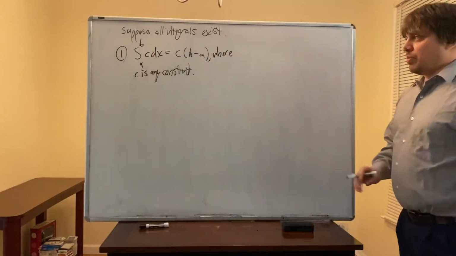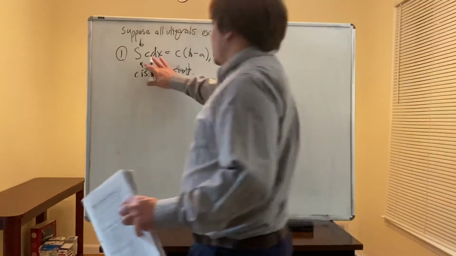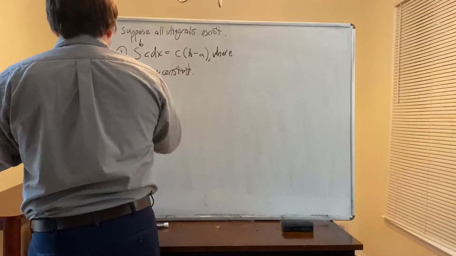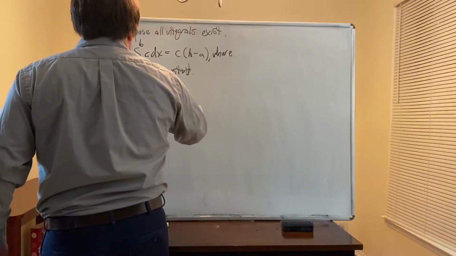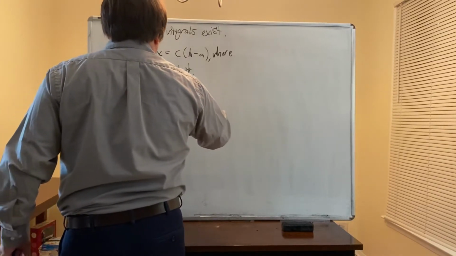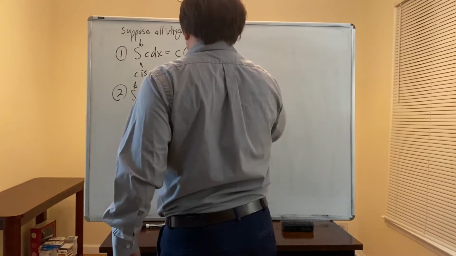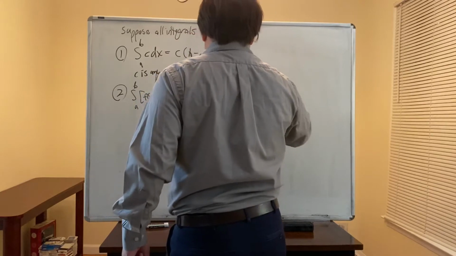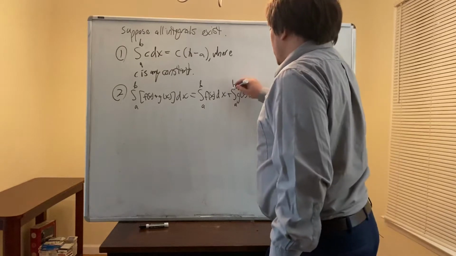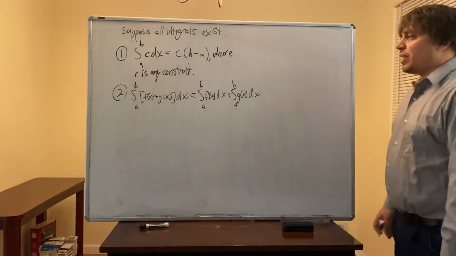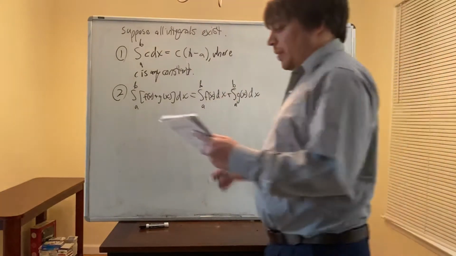So I'm going to try to have 2 columns here maybe. So definite integral from a to b of c dx equals c times b minus a, where c is any constant. 2. The definite integral from a to b of f of x plus g of x dx is equal to the sum of these two separate integrals. Okay? So the definite integral from a to b of f of x plus g of x dx is the integral of f of x dx plus the integral of g of x dx from a to b.